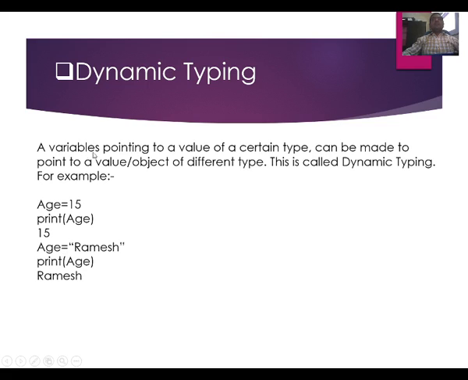A variable pointing to a value of a certain data type can be made to point to a value or object of a different type. This is called dynamic typing. This is supported by Python.